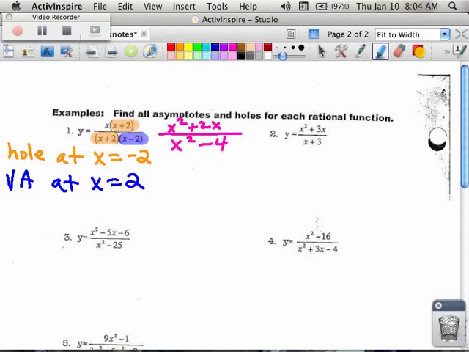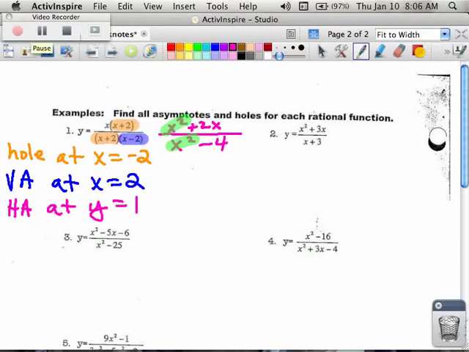And I notice that the top and the bottom's highest powers are both x squared. Since they're the same, I divide them. X squared divided by x squared is 1. So I know that I have a horizontal asymptote at y equals 1.